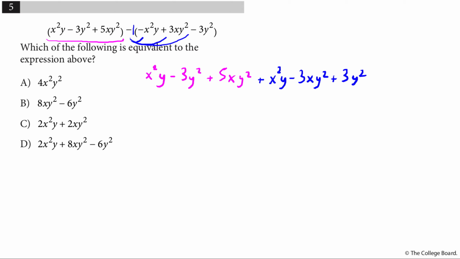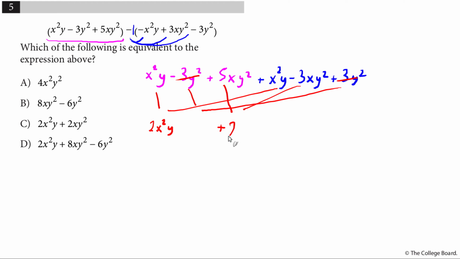And to wrap it up, I just combine my like terms. So I have x squared y, adding those up, I get 2x squared y. As a note, when I'm adding or subtracting, I can change the coefficients, but the exponents and variables will stay the same. Notice I have -3y squared and a +3y squared, so those cancel out. And now I have 5xy squared minus 3xy squared. Those are like terms. So I get a plus 2xy squared, which leads me to 2x squared y plus 2xy squared.